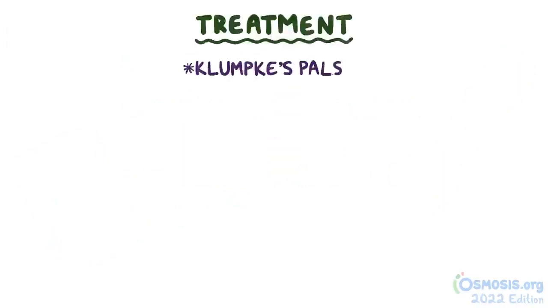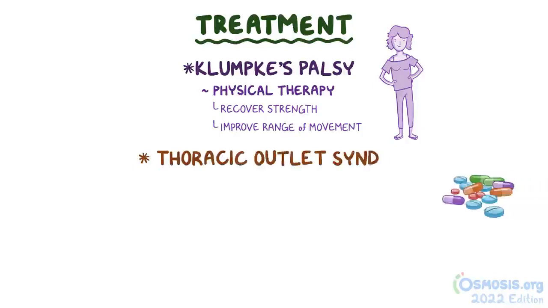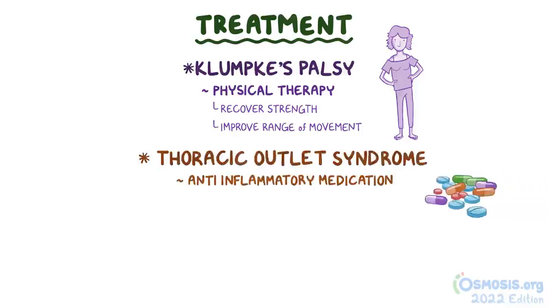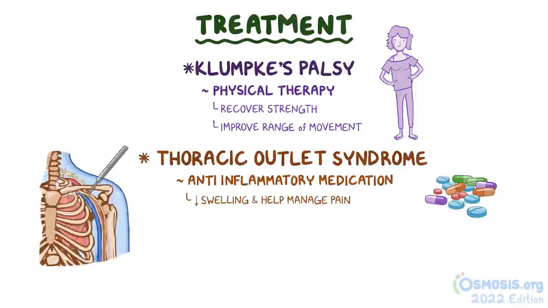Treatment of Klumpke's palsy largely focuses on physical therapy, which involves exercises that help recover strength and improve the range of movement. Despite this, some people will develop permanent hand weakness or paralysis. For thoracic outlet syndrome, anti-inflammatory medication can be given to decrease swelling and help manage the pain. If the compression is caused by an extra rib or a tumor, surgical removal is the best option.